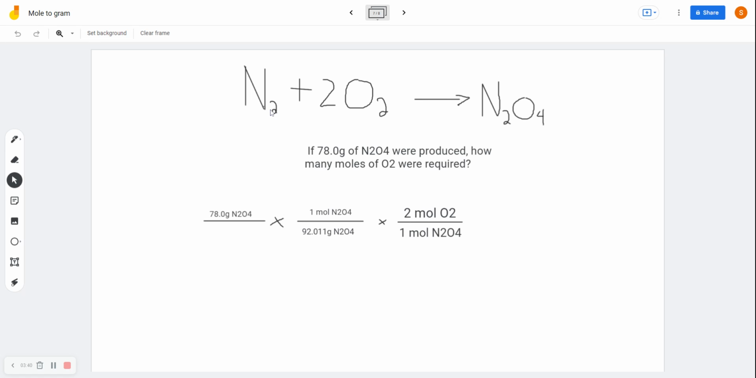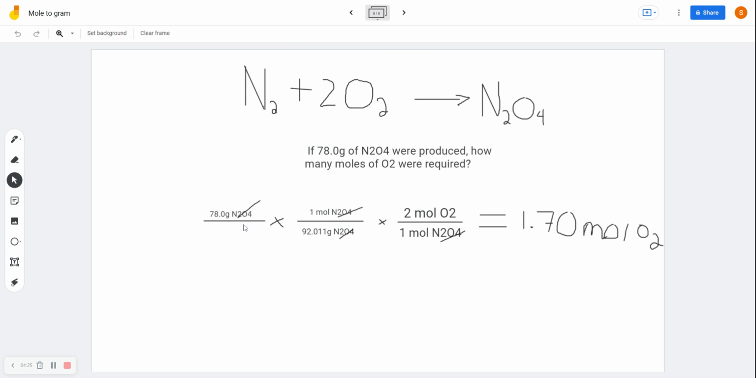Next one, N2 nitrogen plus 2O2, and then we get N2O4. If 78 grams of N2O4 were produced, how many moles of O2 were required? So here we start with the given and we go to the molar mass. So we get that 1 mole of N2O4 has a molar mass of 92.011 grams. And then we go to the balanced equation because we're looking for how many moles of O2 are required, and we get per 1 mole of N2O4 we need 2 moles of O2.